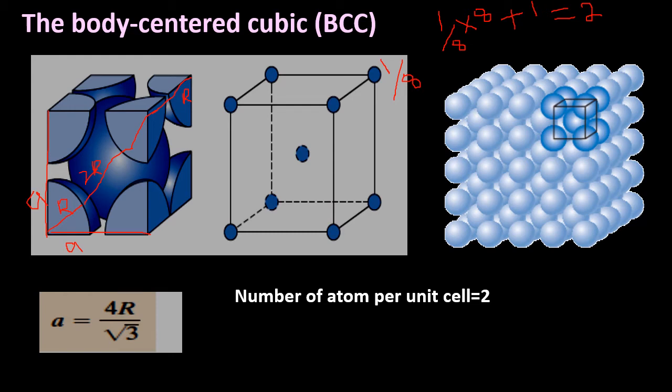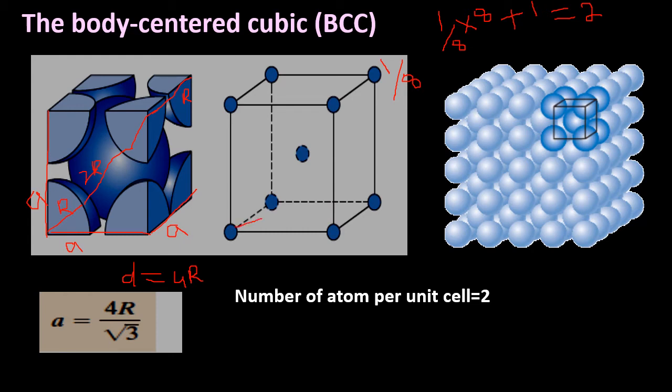So this one again, this edge length is equal to A. We can say that the atom radius is R, and this one is the long diagonal. We say that D is equal to 4R. So the total length of the diagonal is R plus 2R plus R, which is equal to 4R.